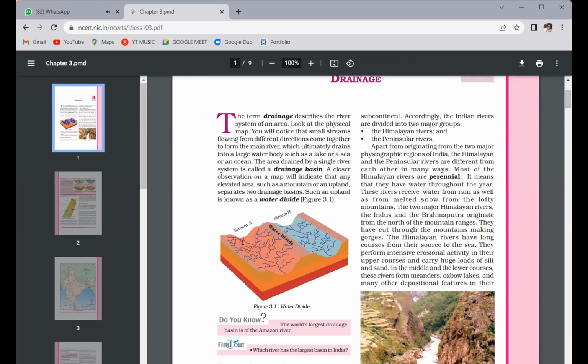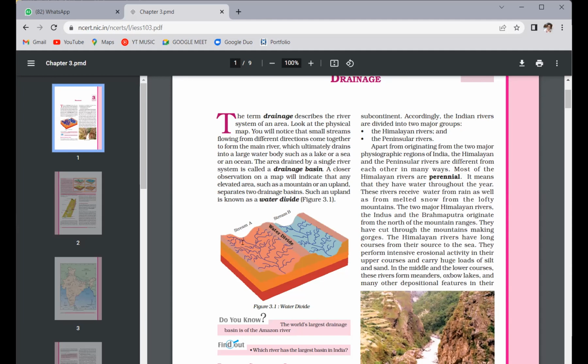Chapter 3, Drainage. The term drainage describes the river system of an area. Look at the physical map. You will notice that small streams flowing from different directions come together to form the main river, which ultimately drains into a large water body such as a lake or a sea or an ocean. The area drained by a single river system is called a drainage basin.